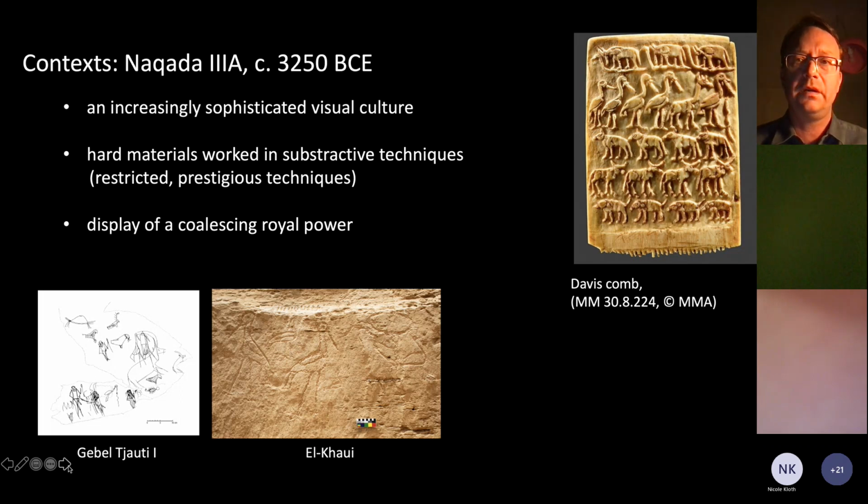And it's sophisticated in the sense that the significations are complex, but also in the sense that hard materials are being worked in subtractive techniques, like this form of carving, contrasting with painting, which is an additive technique. And well, you easily imagine how these subtractive techniques are more restricted, more prestigious, generally speaking, than just painting and more generally additive techniques. And as these, for example, rock reliefs in Jebel Chauti and El Khawi further illustrate, we are at a time when a coalescing royal power is increasingly concerned with displaying itself.